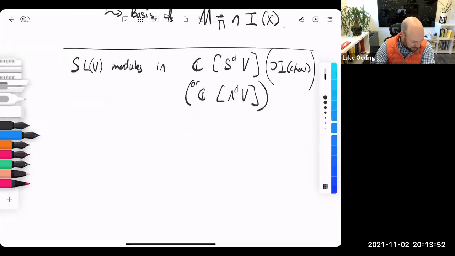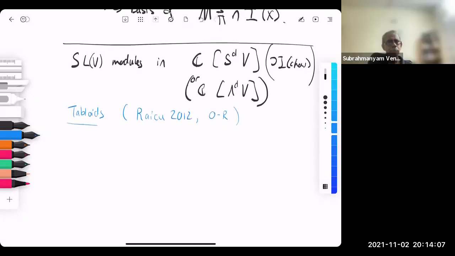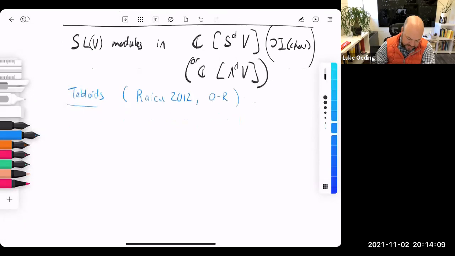I'm going to use something called tabloids, see Raicu 2012, or Oeding and Raicu a bit later. I find labeled tableaux a little bit easier to describe, so I'm going to do it this way. I'm going to do this with an example.